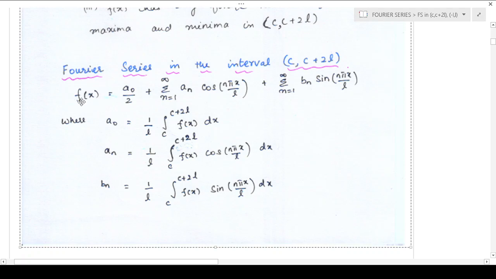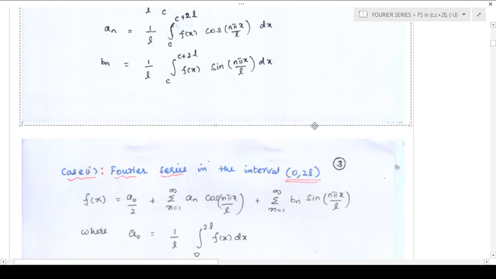Now what is f of x? The Fourier series for f of x is a naught by 2 plus summation n equal to 1 to infinity a n cos n pi x by l plus summation n equal to 1 to infinity b n sin n pi x by l. Your a naught uses half the length of the interval. The interval length is 2l, half the length is l. So a naught is 1 by l integral c to c plus 2l f of x dx. Then a n is 1 by l integral c to c plus 2l f of x cos n pi x by l dx. Then b n is 1 by l integral c to c plus 2l f of x sin n pi x by l dx, children.